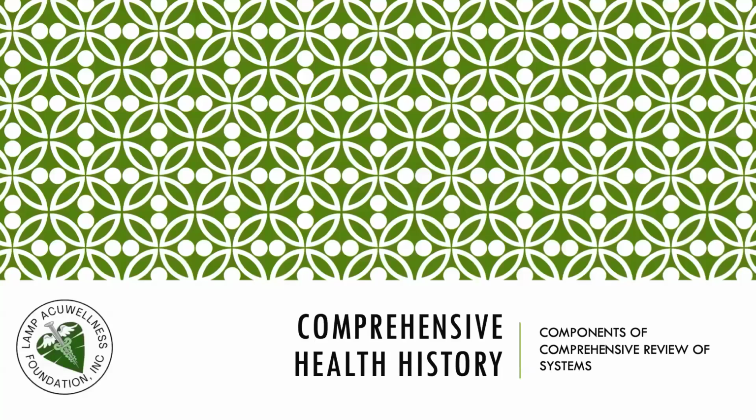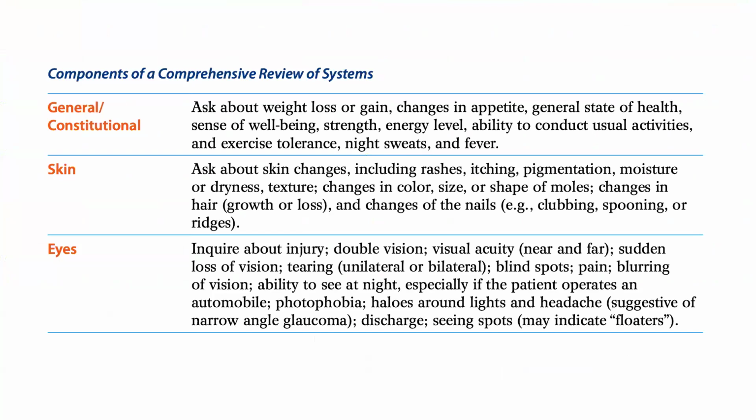Let us now discuss the components of comprehensive review of systems. General constitutional. Ask about weight loss or gain, changes in appetite, general state of health, sense of well-being, strength, energy level, ability to conduct usual activities, and exercise tolerance, night sweats, and fever.